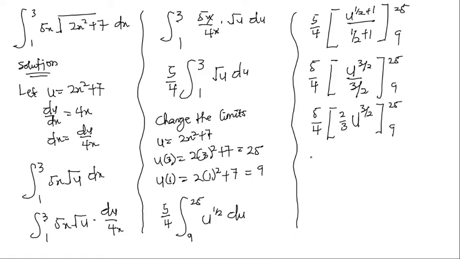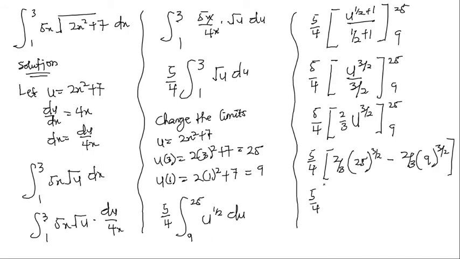So let's go ahead and simplify. We have 5 on 4, then we have 2 on 3. When u is 25, we have this 3 on 2 minus 2 on 3. Then we substitute the value 9 here. We have 9 raised to the power 3 on 2. So we have 5 on 4.